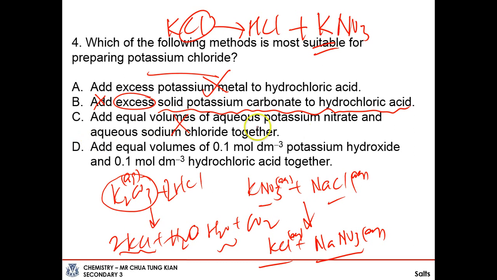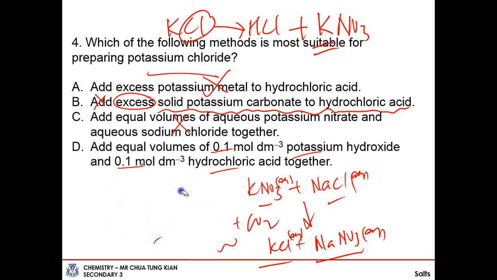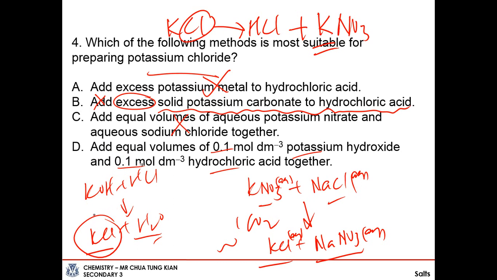So what we have left is equal volumes of potassium hydroxide and HCl. KOH plus HCl. So if I add KOH and HCl together, what do I get? KOH plus HCl gives me KCl plus H2O. Perfect. So 0.1 mole of this, 0.1 mole of this, they will completely react together, which gives me just my salt and water. And to get my salt, it's simply evaporation to dryness or crystallization. So yes, method D is correct.